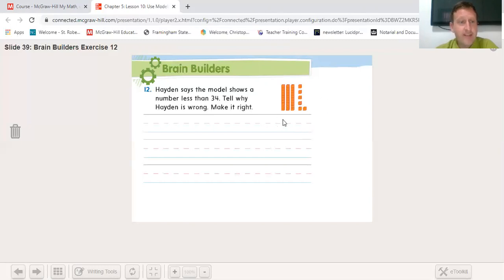So 36 over here. Is that less than 34 or is that more than 34? So you guys think about it, and I want you to write down in here if he is right or wrong, and you have to tell why. Why is he wrong? How many are there here? Okay, guys? Like I said, I will not give you the answers. I want you to think a little bit, okay, guys?